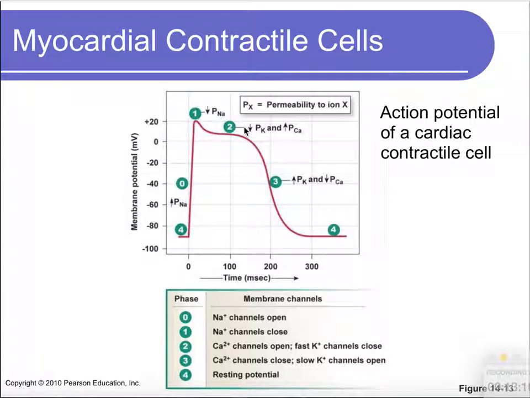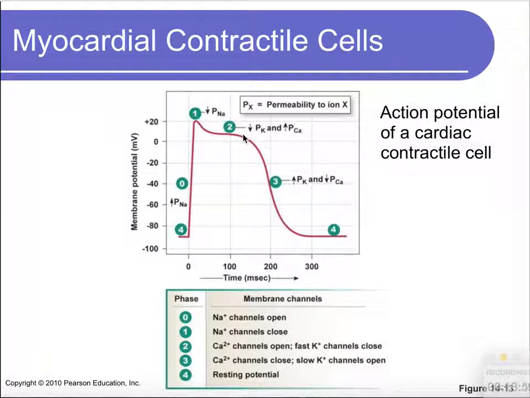So let me reiterate this. So sodium rushes in, that causes our depolarization. Potassium starts to move out, but while potassium is moving out, calcium is rushing in. Okay, so there we go. While potassium is moving out, calcium is coming in. So what we have is pluses going out and pluses coming in. Because we have pluses going out and in at the same time, we get this plateau here. Now this plateau is going to be really important, and we'll talk about that next.